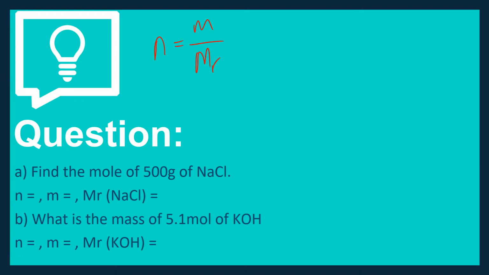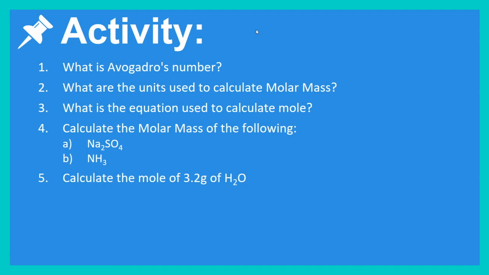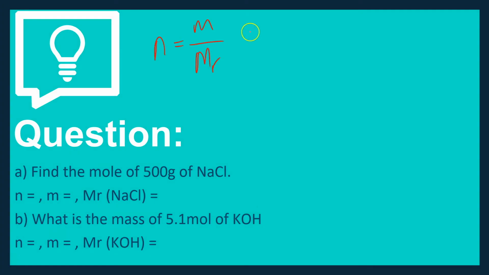Alrighty, so let's go through the answers for these two. So like I was saying, you're going to need to use that equation n equals m on Mr. And for this first one, we're going to use it as is because we actually want to find out what the moles, or what n is. So we're going to say we want to know what n of NaCl is, and this is going to be equal to 500, which is our mass, divided by the molar mass of sodium chloride.